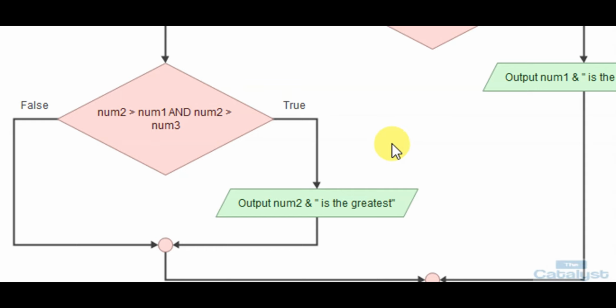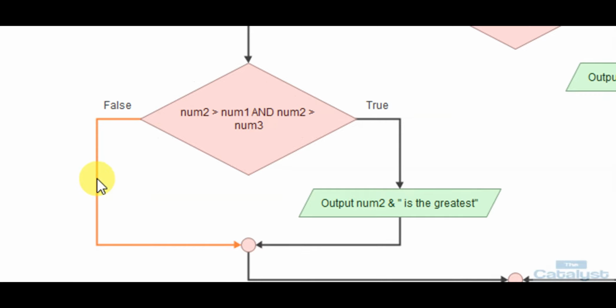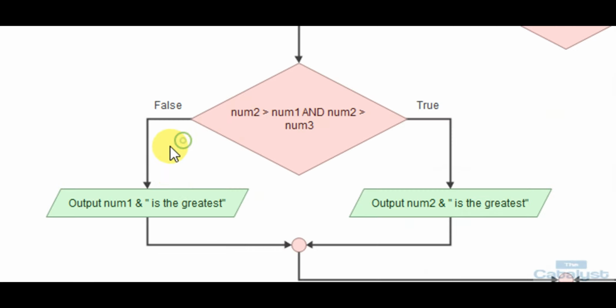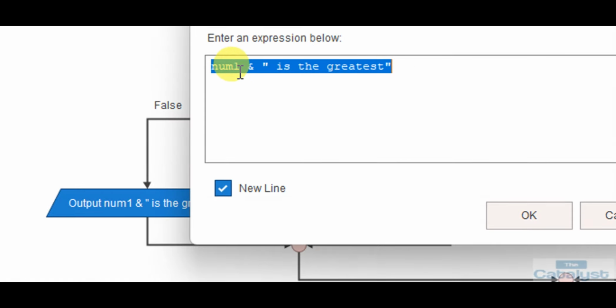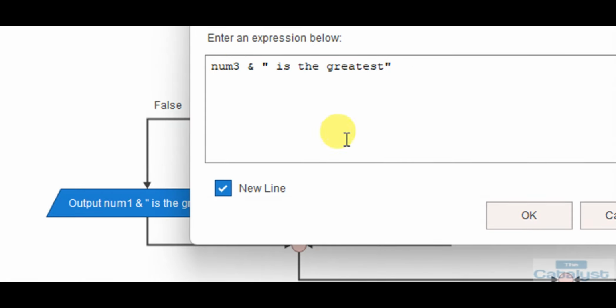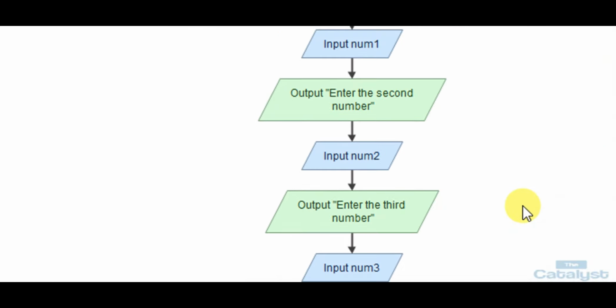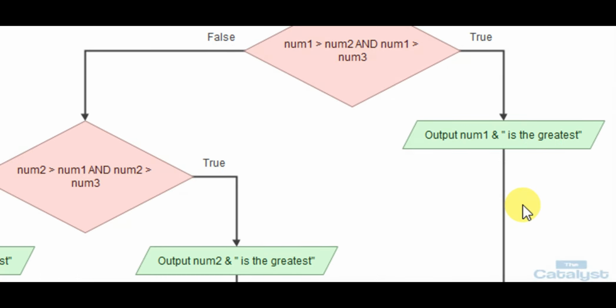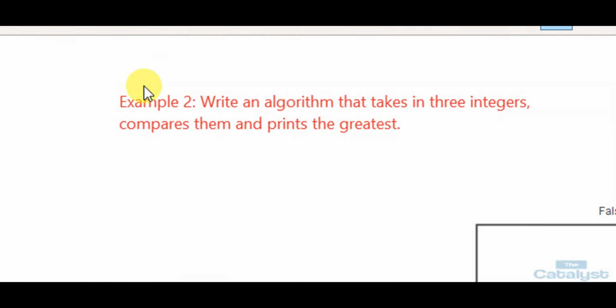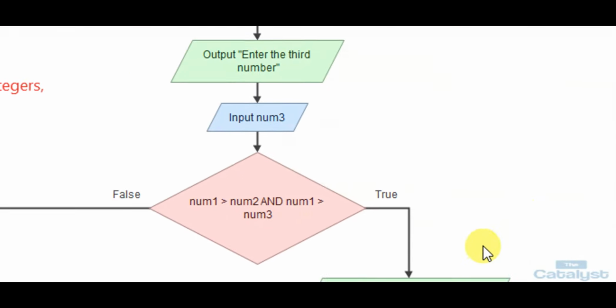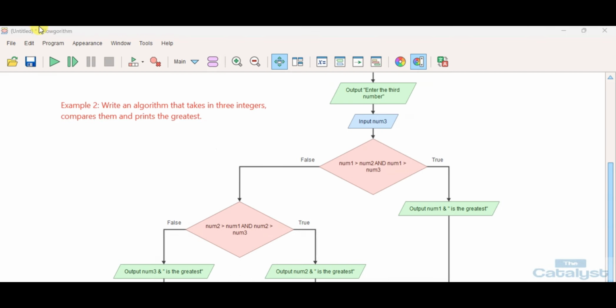Now, if the first condition is not true, that is, if num1 is not the greatest and num2 is not the greatest, then obviously num3 will be the greatest. So the false statement here will take output: num3 is the greatest. Click. So with this, we have our flowchart for the algorithm that takes in 3 integers, compares them, and prints the greatest. Let's test and see if it works.